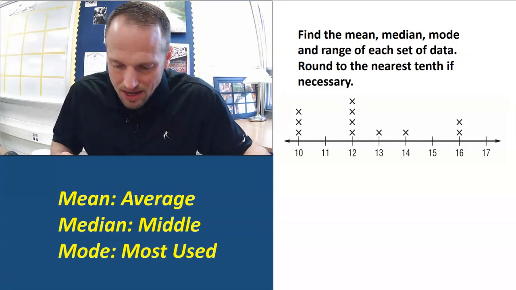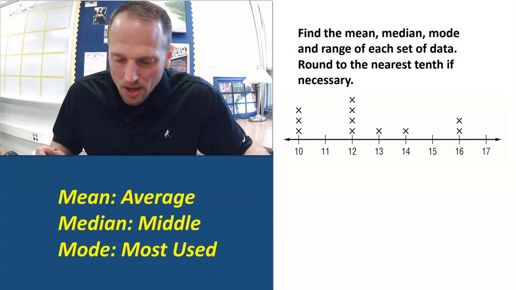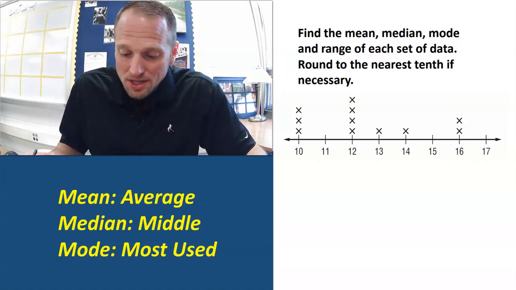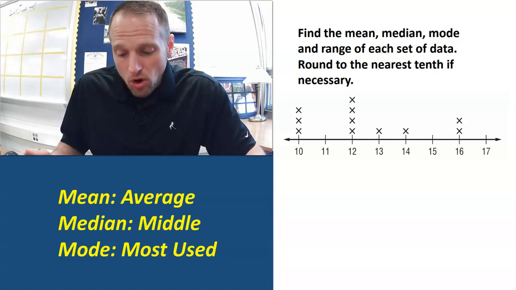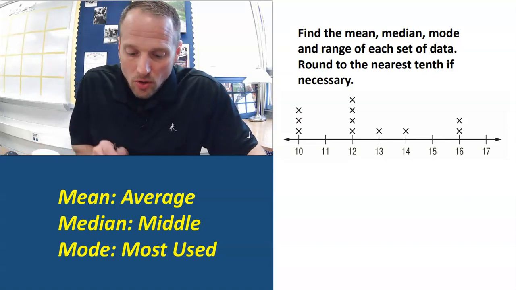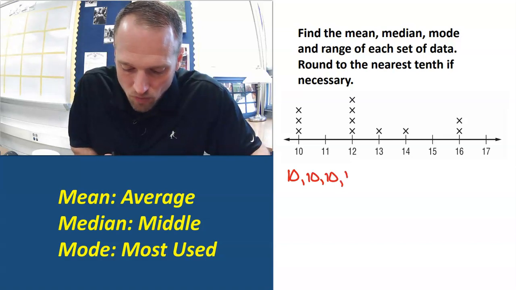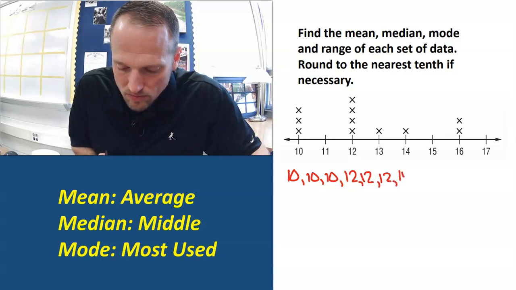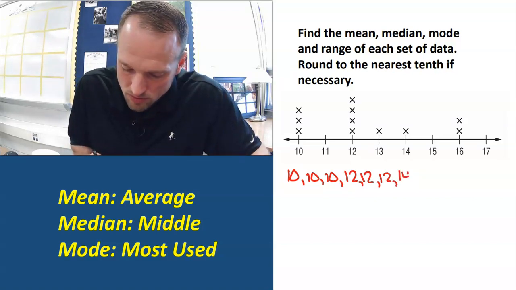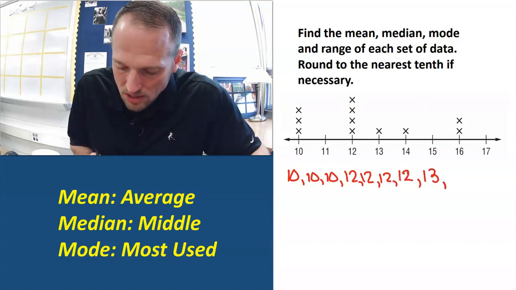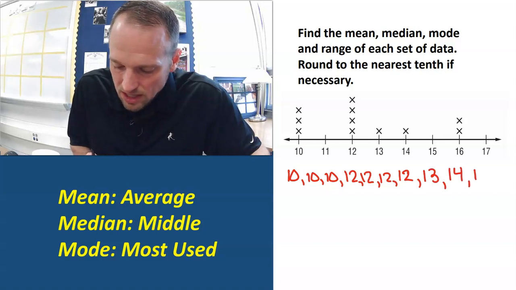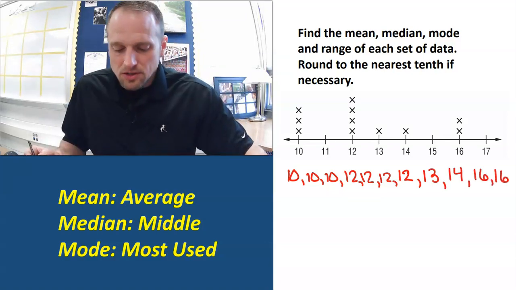Find the mean, median, and mode on this one. Okay, I think what I want to do is put all of these numbers down in order again. So it looks like we have 3 10s. So I'm just going to write down 3 10s. And then we have 4 12s. And then we've got a 13 and a 14 and 2 16s.